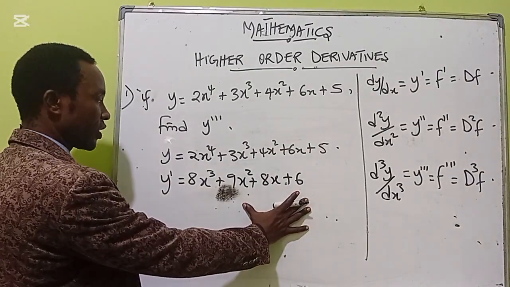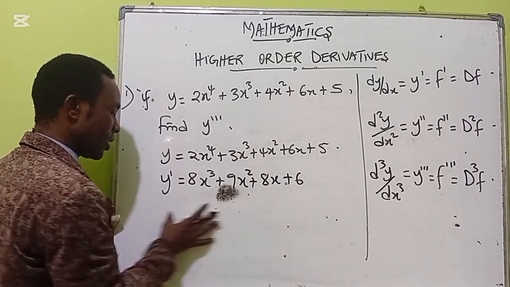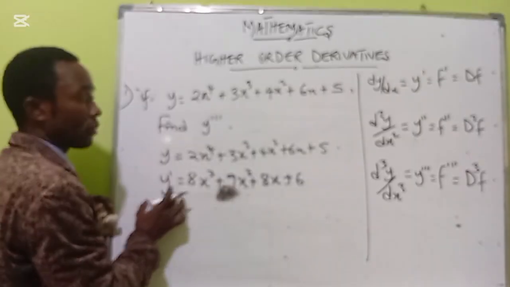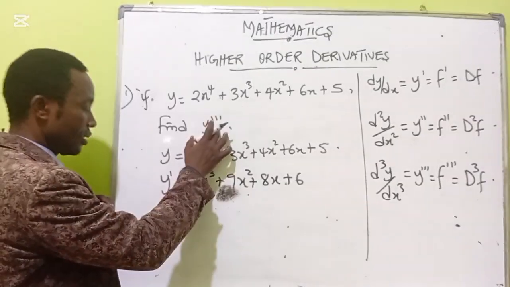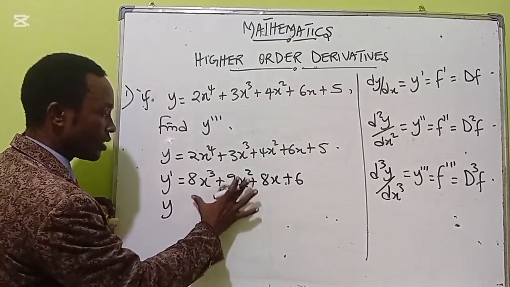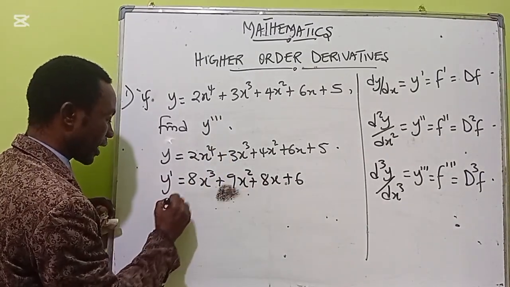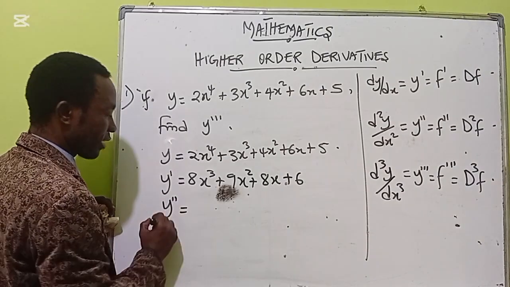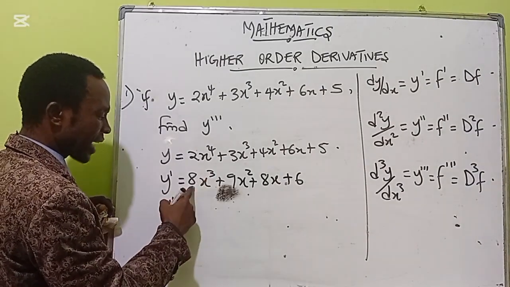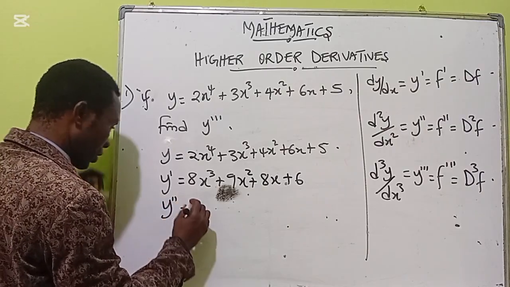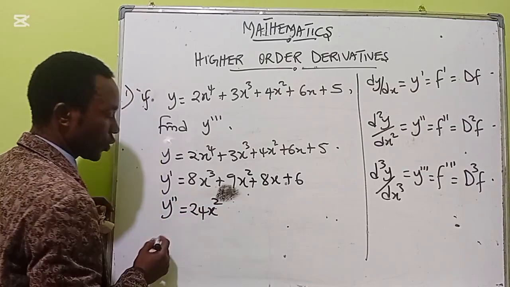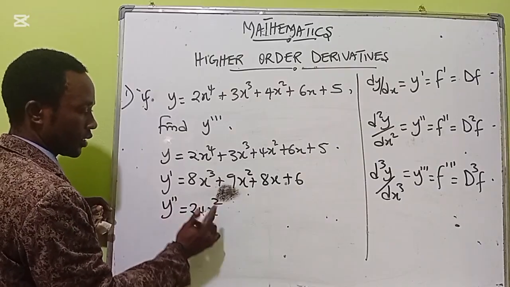Now this is the first derivative, but the answer here will not be our final answer because we are looking for a third derivative. So we have to differentiate the answer for the first derivative so that we can get what? The second derivative, which is y prime prime. That will give us 3 times 8, which is 24. Then you have x raised to power what? 2, because 3 minus 1 is 2.